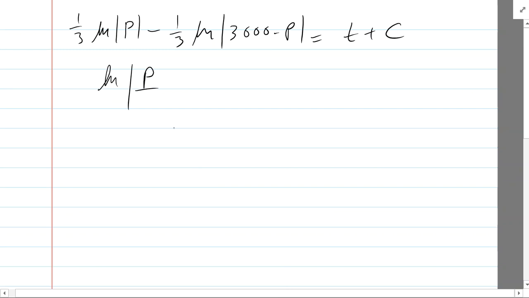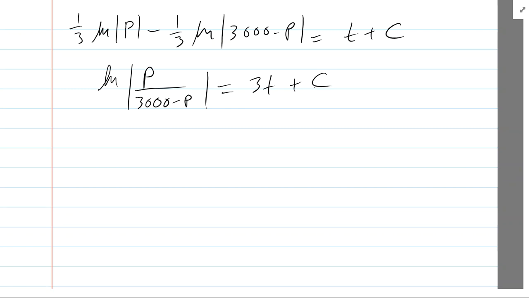Absolute value of P over 3,000 minus P is equal to 3T plus 3C, which is still just C, right? Agreed? It's just a C. Who cares if it's multiplied by 3? How do I undo this?